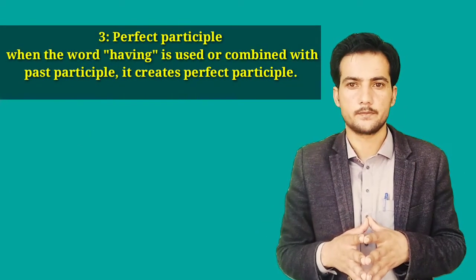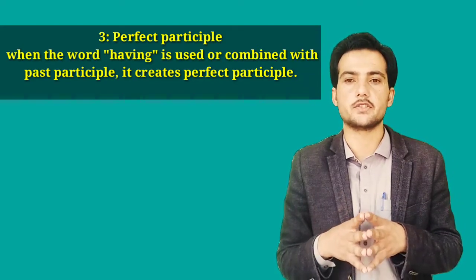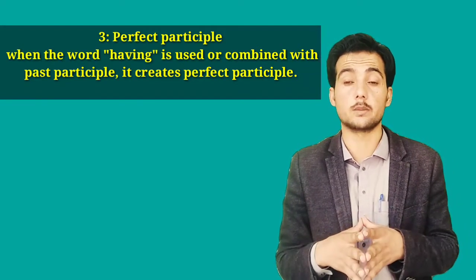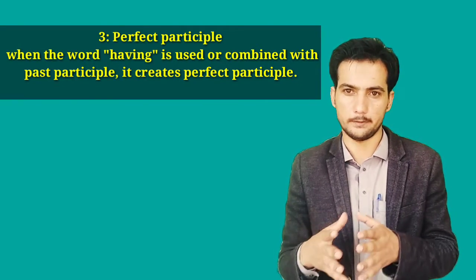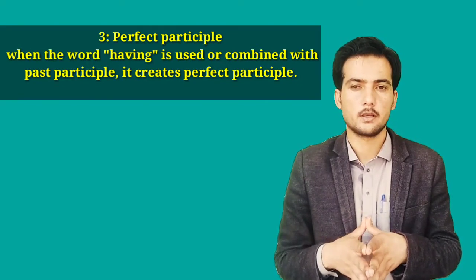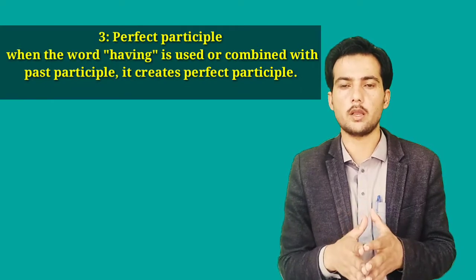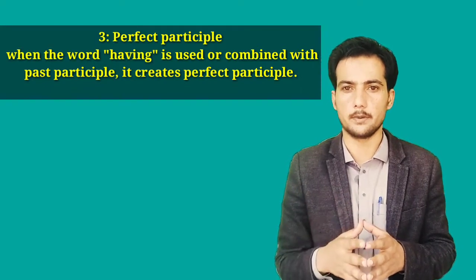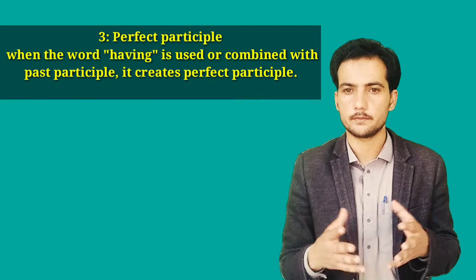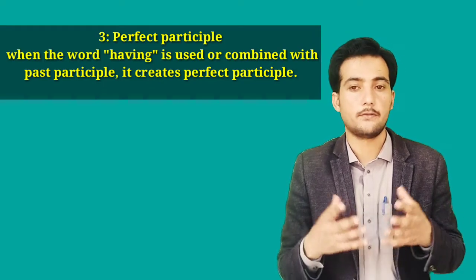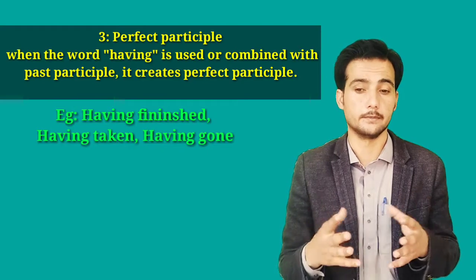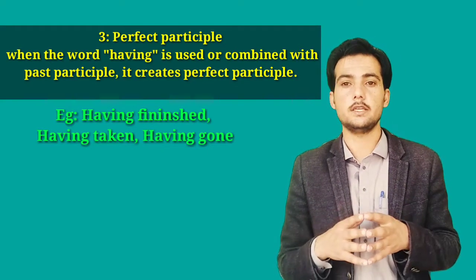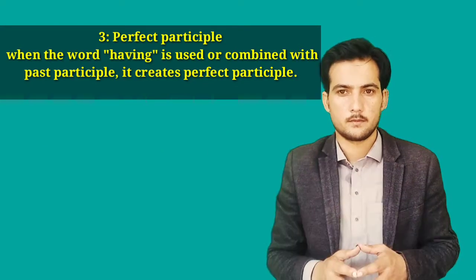Perfect participles. When the word having is combined with a past participle, it creates perfect participles. In simple words, you can say that the word having plus past participle can be called perfect participles. For example, having finished, having taken, having gone. So these are perfect participles.